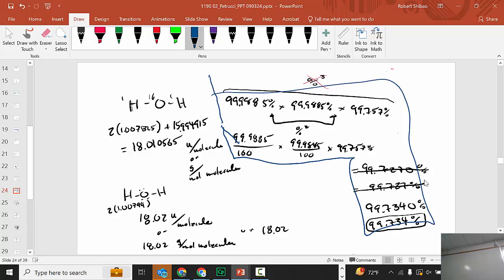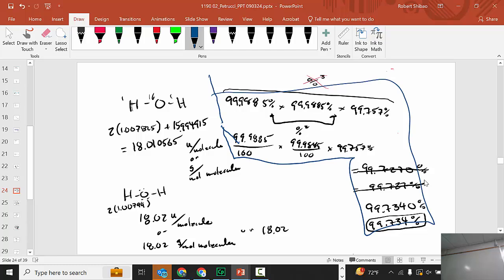Now, what about the second H? The second H is going to be H1 with a 99, or actually I should say 99.9885% chance. And so we convert that into a fraction of this percentage. So out of this percentage of oxygen 16, what fraction will have H1 on the left, what fraction will have H1 on the right, and this is going to give us a percentage here. So this makes sense as well.